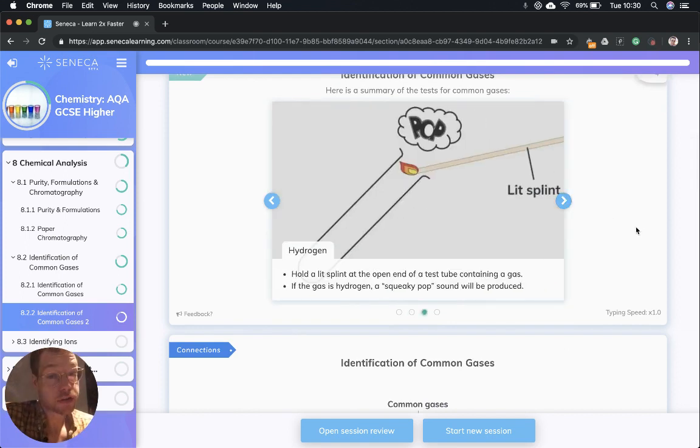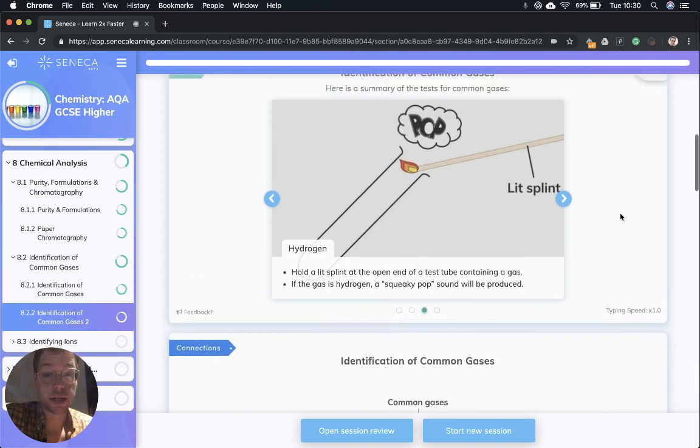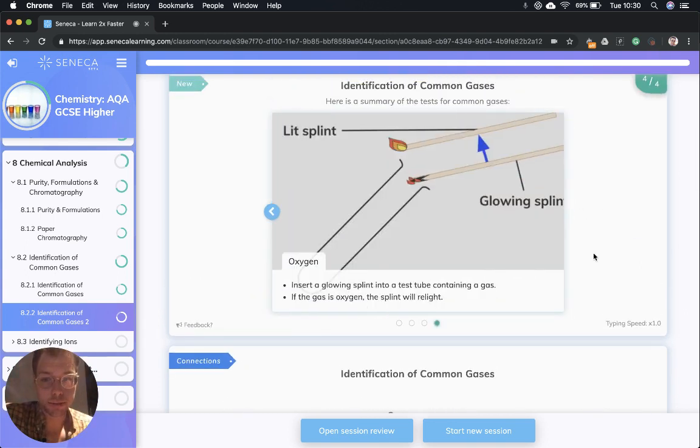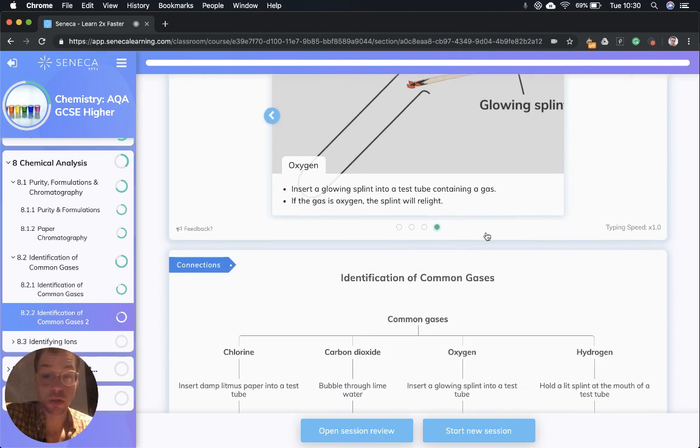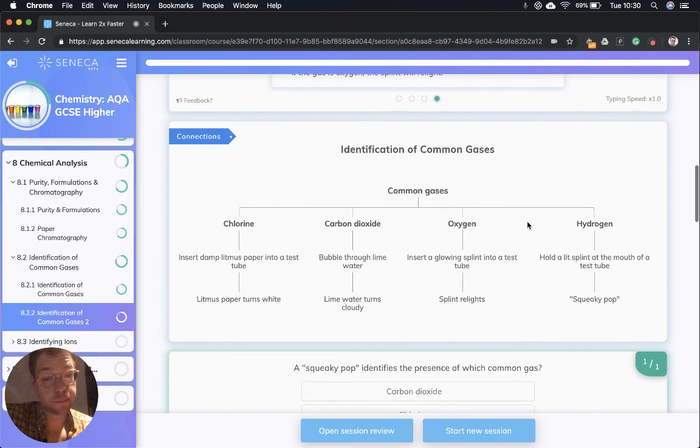Now, the test for hydrogen, we take a lit splint and we put it at the end of a test tube containing the gas we want to test. And if the gas is hydrogen, we make a nice little squeaky pop, okay? For oxygen, we are glowing. We take a glowing splint and we insert it into the test tube. And if the gas is oxygen, that splint's going to relight, okay?